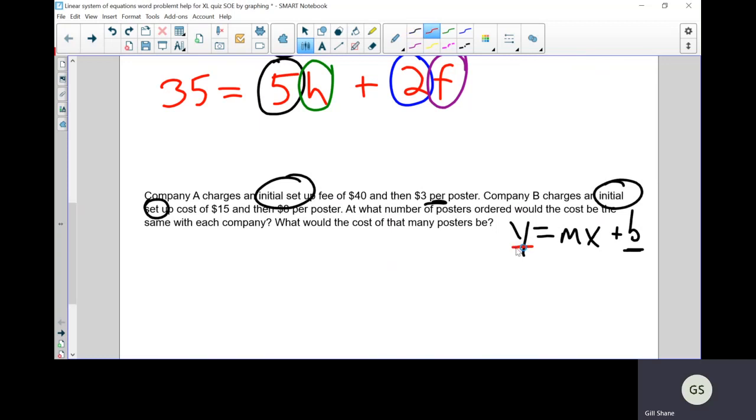So this end of the equation right here is going to be whatever the total amount is. Well, I see company A charges $40. So I'm going to start with that. That's going to be at the end of my equation, and that 40 is going to come from some combination of things. Well, what's the combination? So that's my total again.